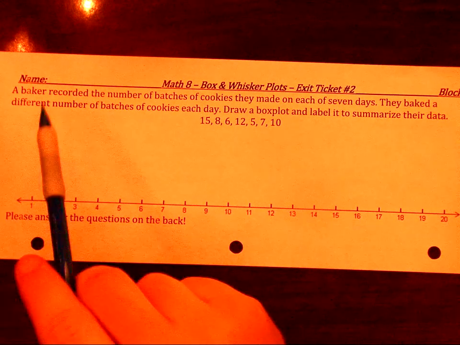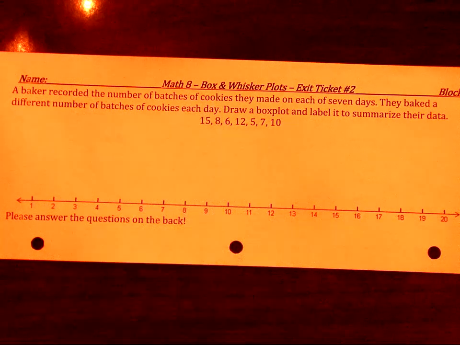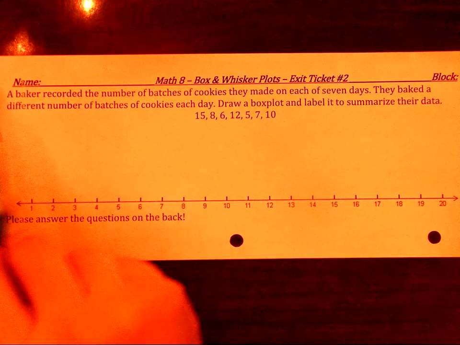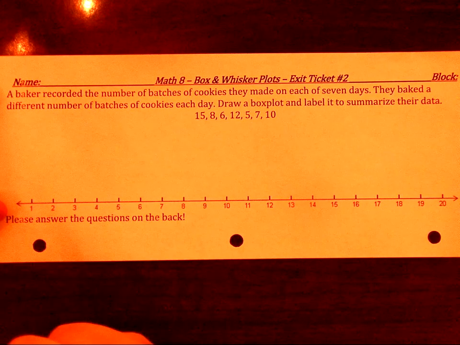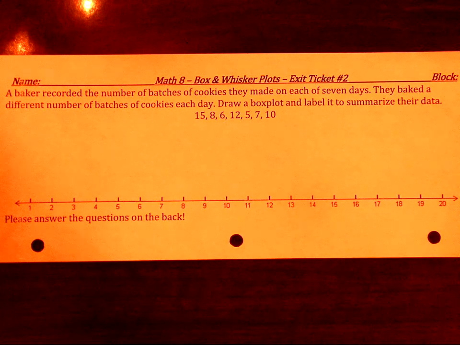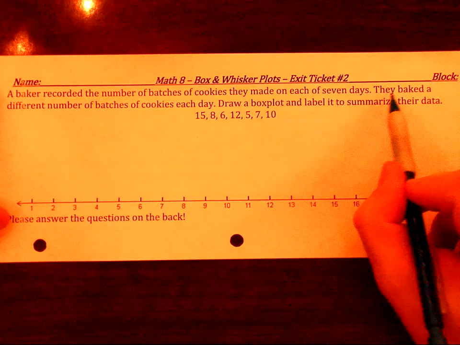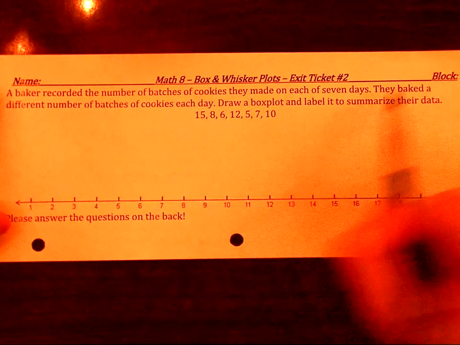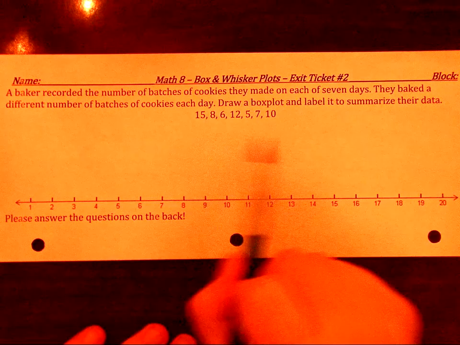Anyways, it says for this box and whisker plots exit ticket, numero dos, so that's that second one. Again, that's that sheet that is cut vertically in half. So now it has this. It says a baker recorded the number of batches of cookies they made on each of 7 days. So again, they have baked a different number of cookies on each of those days. Draw a box plot and label it to summarize your data. So it gives these values here.